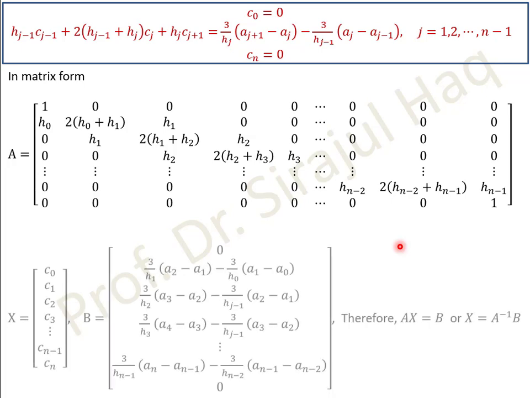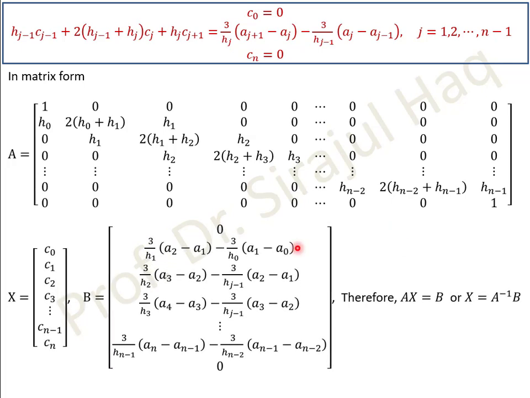What are the unknowns and the b's? Unknowns, I told you, C0, C1, C2 up to Cn minus 1, and finally Cn. So these are the unknowns to be determined. Remember, C0 and Cn are already known. It doesn't matter if you are excluding them, you can do it. There is no problem. B, the coefficient for the first equation, right hand side is equal to 0. You can see 0 here.